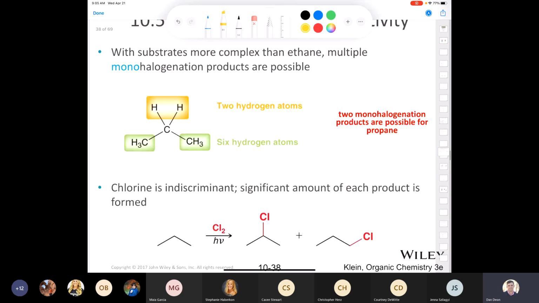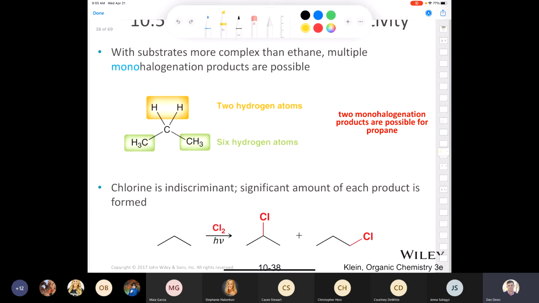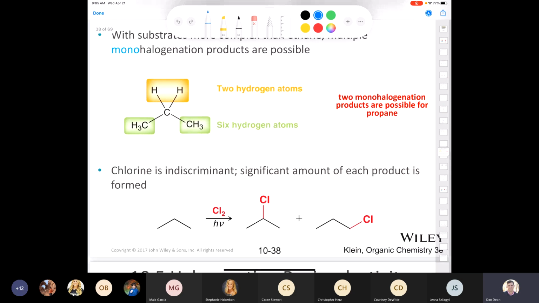So let's say you had propane. This is just a molecule of propane kind of drawn in a funny way where we highlight all the different types of carbon-hydrogen bonds, right? We have 2 methylene carbon-hydrogen bonds, and then we have 6 methyl carbon-hydrogen bonds. So if you were to do a chlorination on propane, there are 2 possible monohalogenation products. You can either put the chlorine where the methylene hydrogens are, or you can put them where the methyl hydrogens are. Either way, you do a substitution reaction.